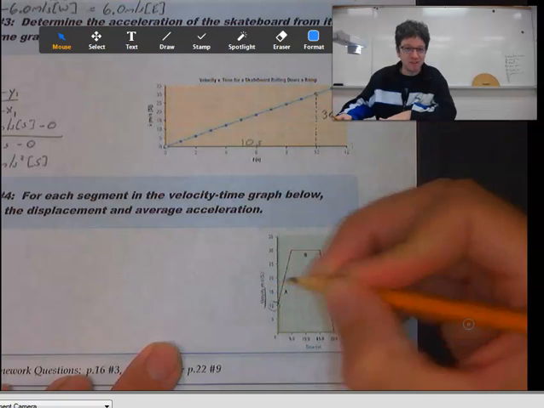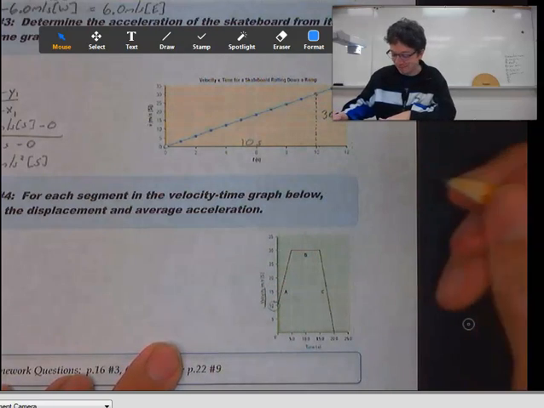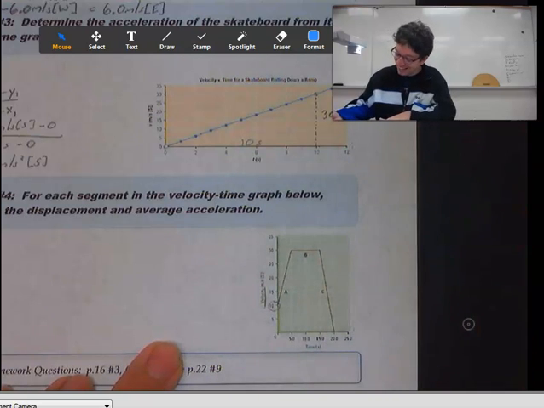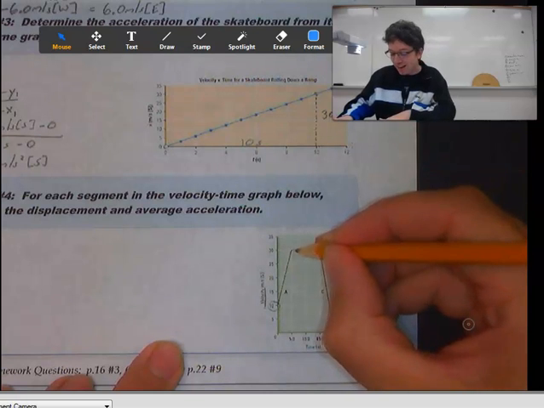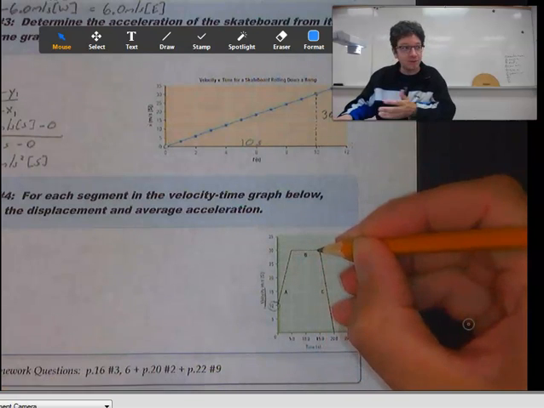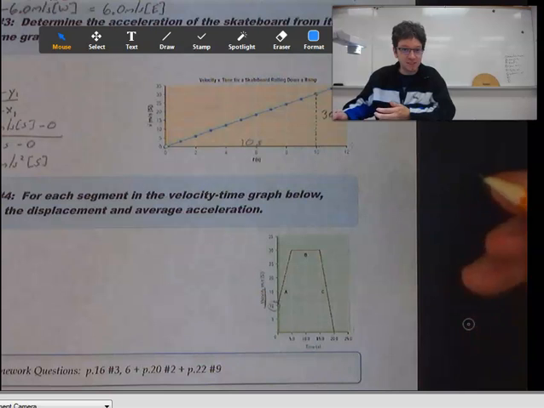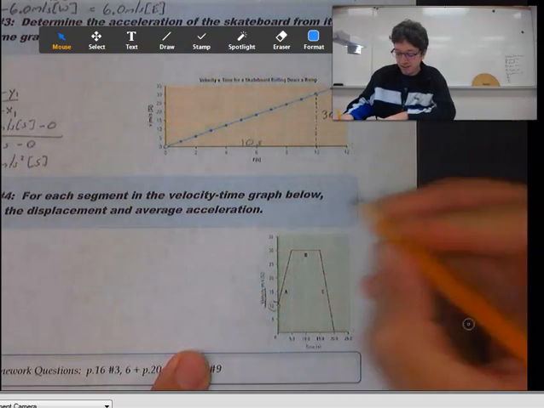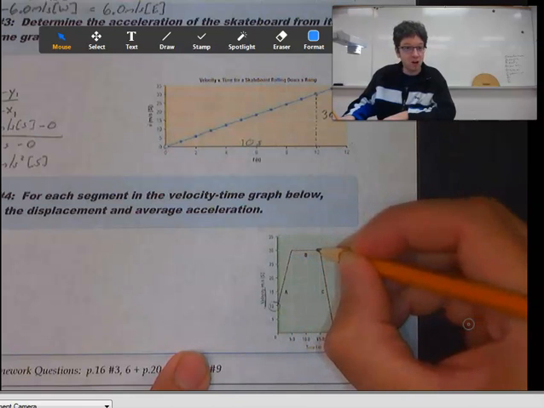It's probably not a runner, maybe a car. 30 meters per second is fast. That's like highway speeds. So yeah, we should change this to a car, not a runner. But then we have a flat area. Now in the above graph, we said the flat area was we stopped and we took a rest. That's because our position wasn't changing. This graph is not position, it's velocity. So what this means is now we're keeping a constant velocity.